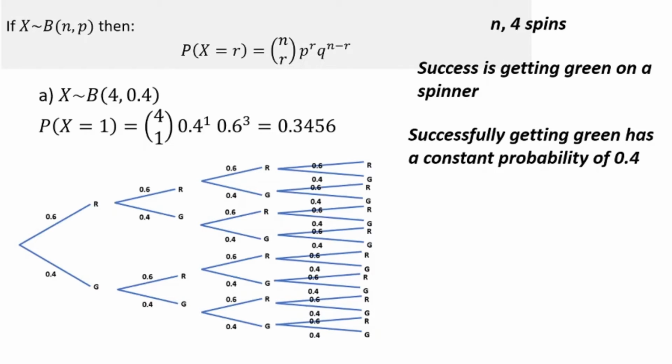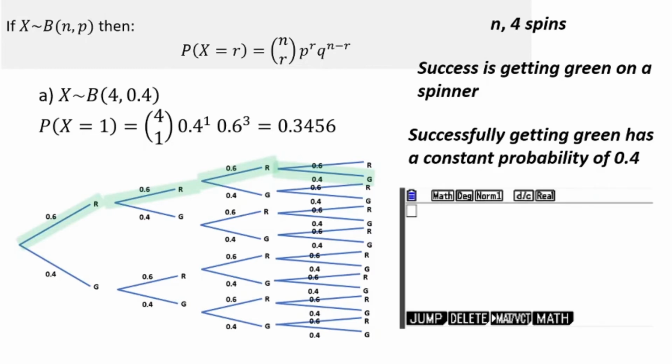This goes into your calculator. I'll show you exactly how to put an nCr statement into your calculator, and we get an answer of 0.3456. What does this actually mean? Why does it work? Firstly, let's have a look at the probability that we would calculate if we took each of these routes. Here's one route that gets us 1 green. If you notice, we have 0.6 multiplied by 0.6 and another 0.6 and a 0.4.